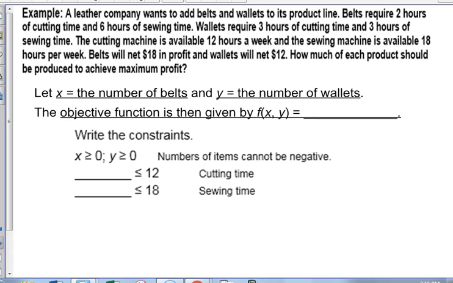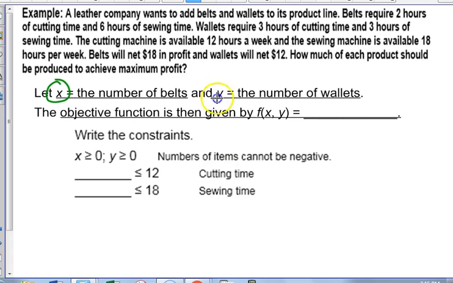This one is largely done for you. I just want to talk about setting up the constraints. A leather company. Okay, story time. I'll read. A leather company wants to add belts and wallets to its product line. Belts require 2 hours of cutting time and 6 hours of sewing time. Wallets require 3 hours of cutting time and 3 hours of sewing time. The cutting machine is available for 12 hours a week, and the sewing machine is available 18 hours per week. Belts will net $18 in profit, and wallets will net $12. How much of each product should be produced to achieve maximum profit?